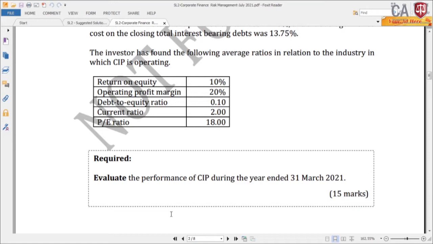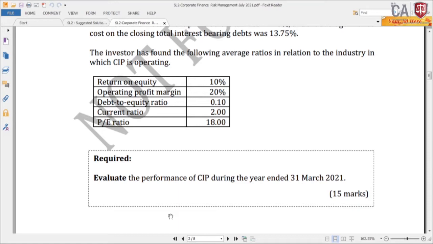So the question here is a 15-mark question, the first question. Evaluate the performance of CIP during the year ended 31st March 2021. So what they are asking is for a performance evaluation of the company for that period. Only that is asked, and it is a 15-mark question. Now we all have to understand they have already given some ratios, then further financial information, and they have given you the industry information.